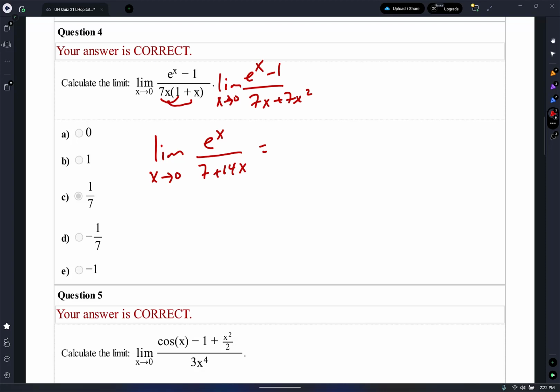e to the 0 is 1. So yeah, we can't do L'Hopital's rule anymore because I don't get a 0 over 0 anymore. And I plug in a 0 and then I just get 7. So 1 over 7. Cool or not cool? Cool.